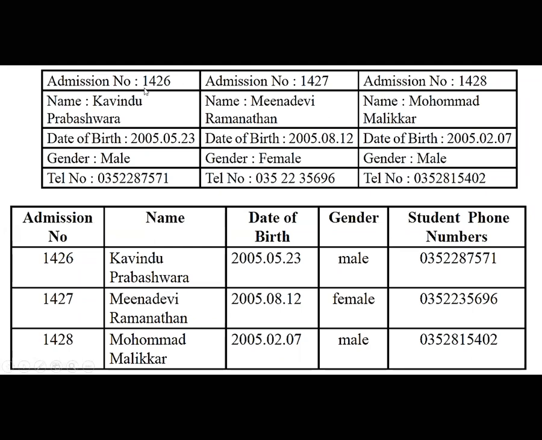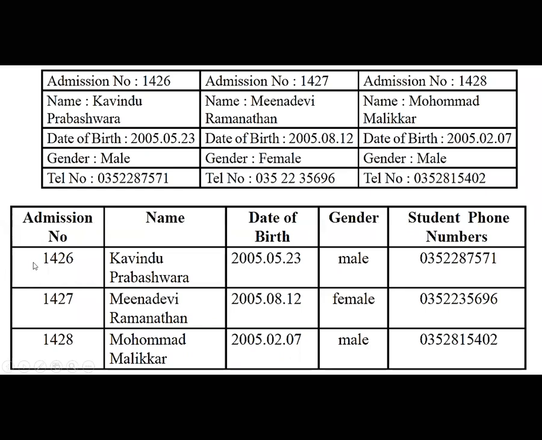So what do we do? We just take this data into a table like this. We categorize it, making fields: one we call admission number, another field we call name, another date of birth, another gender, and another the telephone number. So in this particular table we have 5 fields, 1, 2, 3, 4, 5. There are 5 fields in this table and there are 3 records in this table, right?